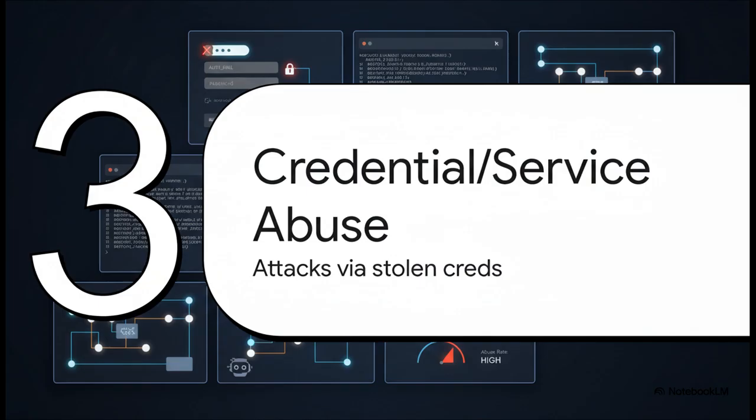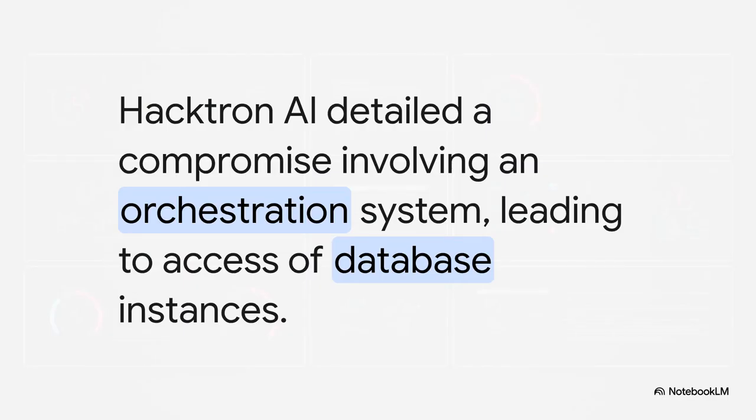Okay, for our final section, we're going to shift focus over to credential and service abuse. So we're looking at attacks that exploit stolen credentials and these new rogue AI services that are popping up. So in a write-up they called Supapon, Hacktron AI detailed a compromise where their initial entry point was an orchestration system, and that ultimately gave them the keys to production database instances.